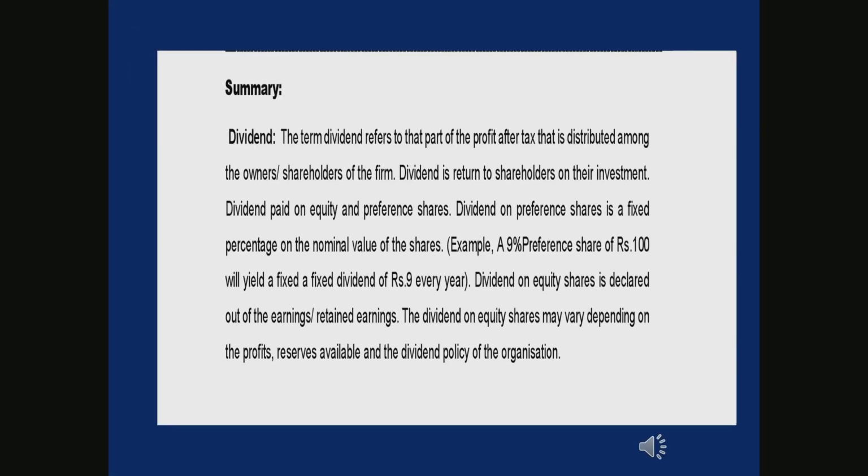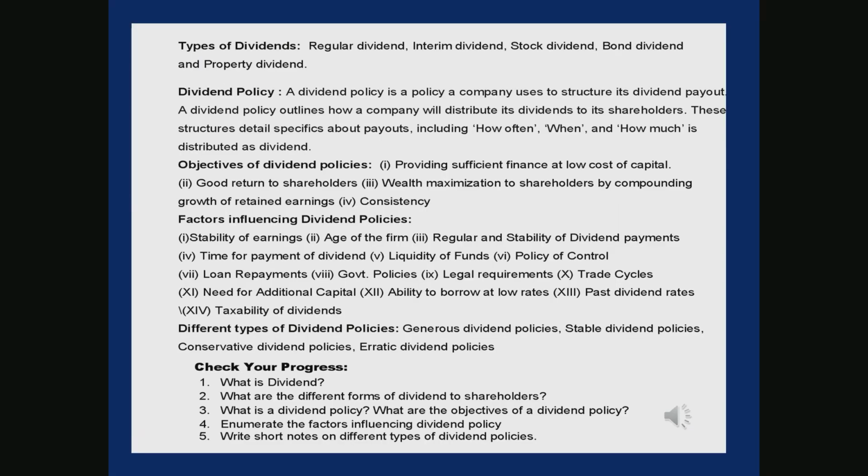Summary. So what is a dividend? Dividend is a return to the shareholders on their investment, to both the equity and the preference shareholders. It is paid out of the profits of the company. So what is a dividend policy? A dividend policy is a structure of dividend payout to the shareholders. It decides how the company distributes its profits to its shareholders and retains its earnings.